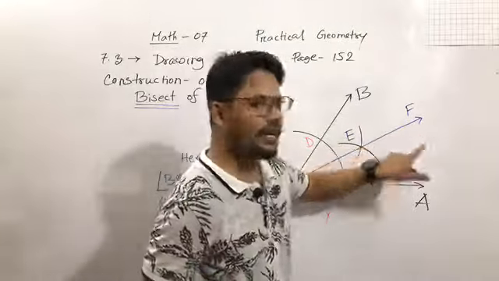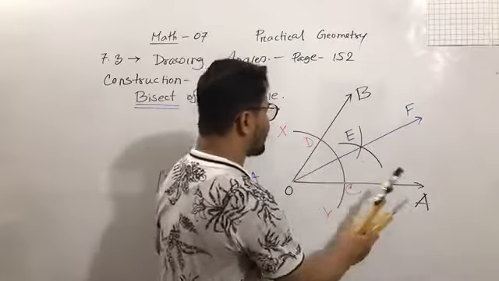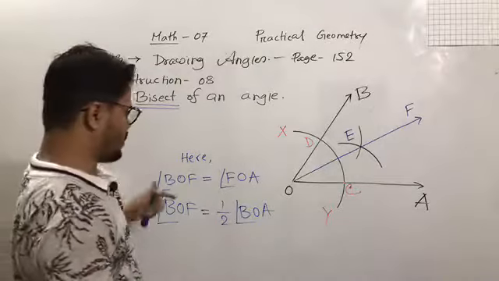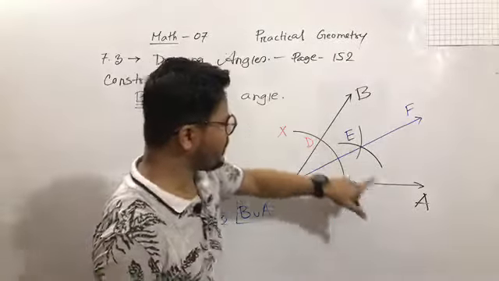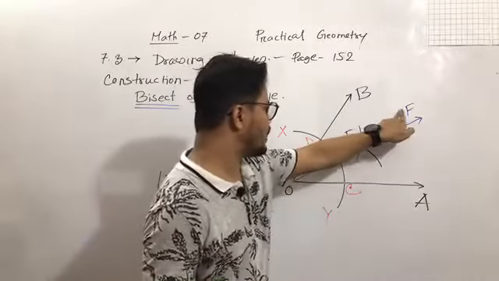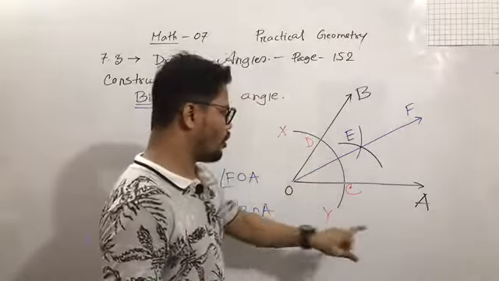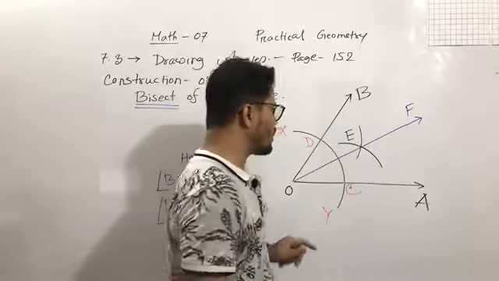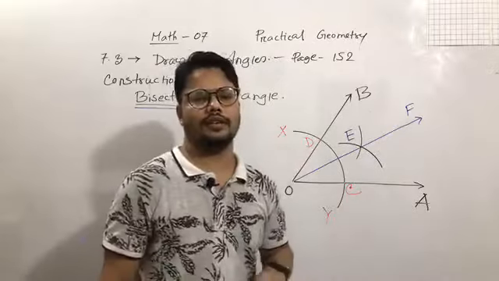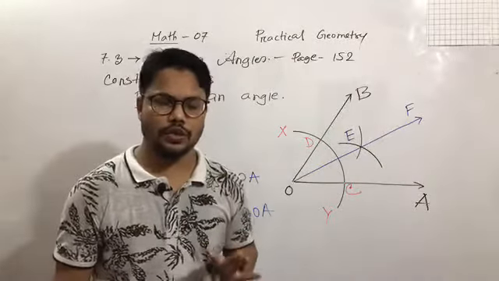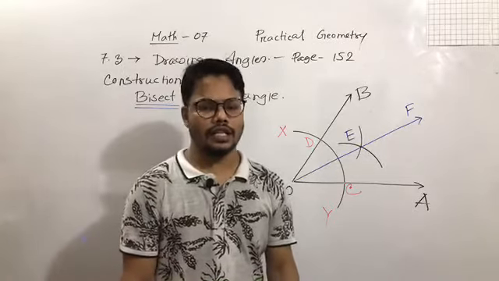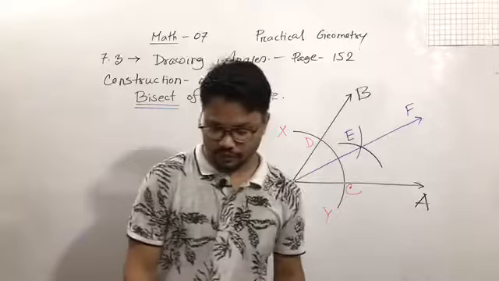Now draw a ray OF which passes through the point E. So ray OF bisects the angle AOB and the construction is done. Finally, in the final step, angle AOF equals angle FOB, or angle AOF equals half of angle AOB. I think, my dear students, is it clear to you or not? In the comment section you can write your opinion. Inshallah we will discuss the next one today.